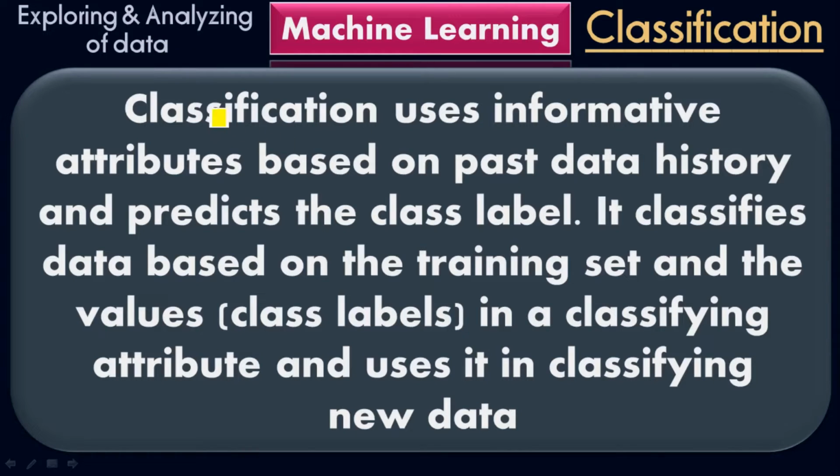What we do in classification is use the information based on past data history. We have past data. Based on that past data history, we use that information and predict the class label. Class label means the class information. For example, we have two classes, class 1 and class 2. So we can predict that class label. It classifies data based on the training set, the values, the information of the classes, so that we can easily classify the new data into proper classes. That's what we do in classification. In short, we can say that classification produces classes. We classify the data into proper classes.